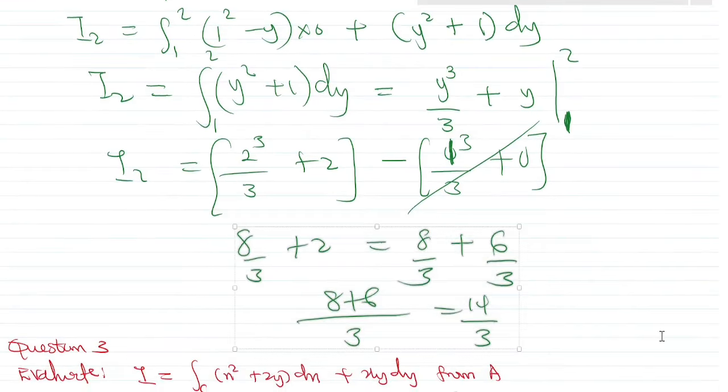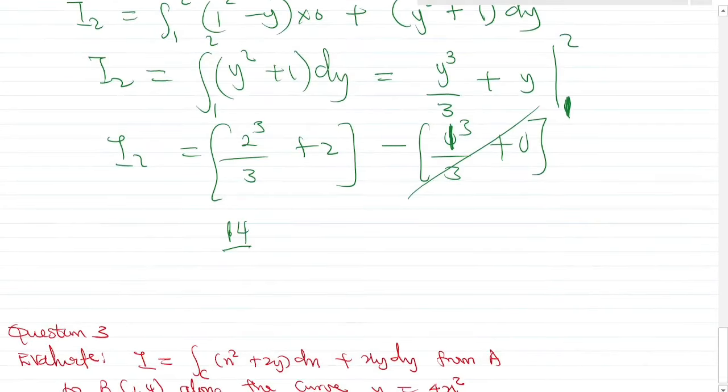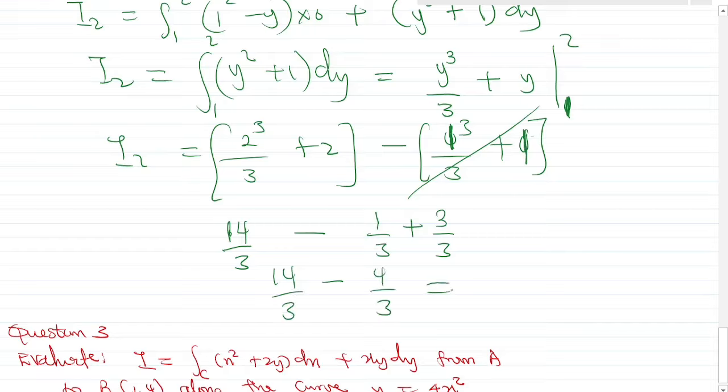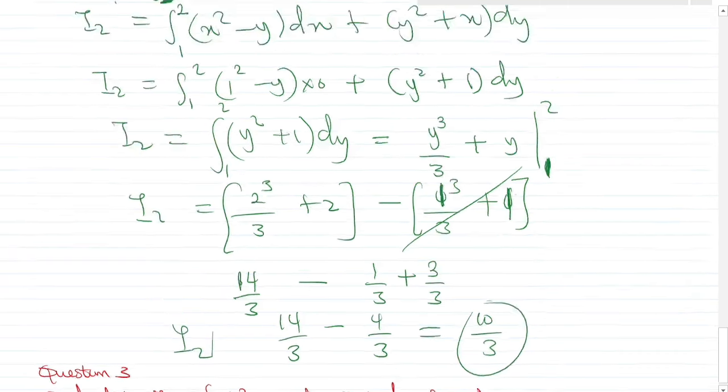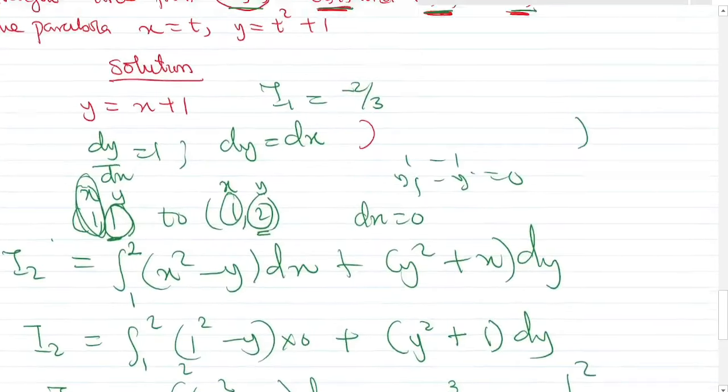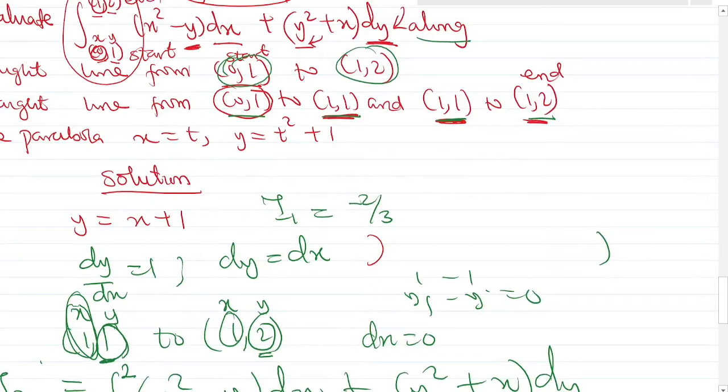So 14 over 3, then minus everything here, which will be 1 over 3 plus 1. Plus 1 is 3 divided by 3. So 14 over 3 minus 4 over 3, and that will be 10 over 3. So that's your I2. Don't forget, I1 was minus 2 over 3. Now I2 is 10 over 3.